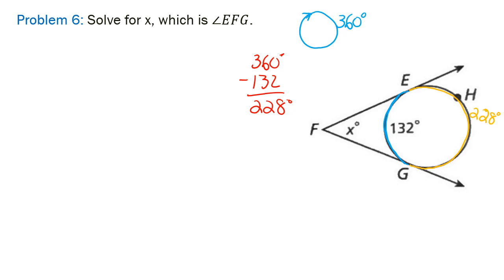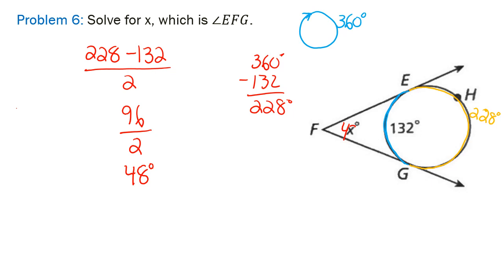So if we go ahead and say 228 minus 132, then we just divide it by 2. We'll find out that the angle measurement, 228 minus 132, gets us 96. Divide it by 2, you get 48 degrees. So this right here is 48 degrees. You're always going to put the larger arc, the exterior one, first, and then subtract the smaller one, which will be the interior one. I'm calling it interior mainly because it's closer to that angle that we're trying to find.